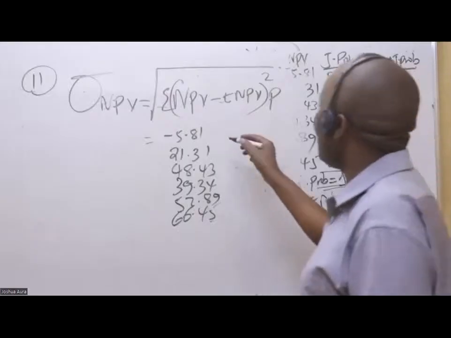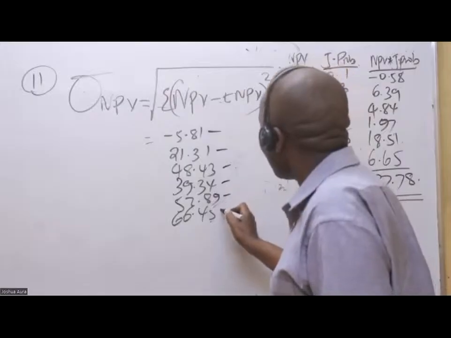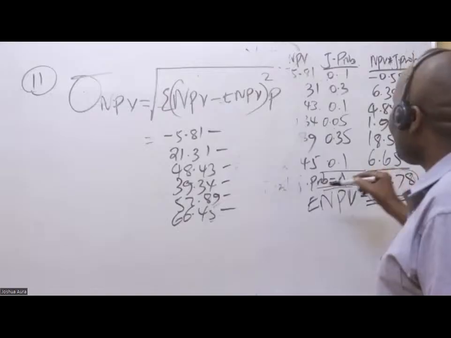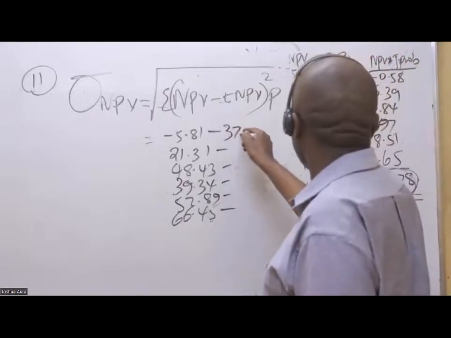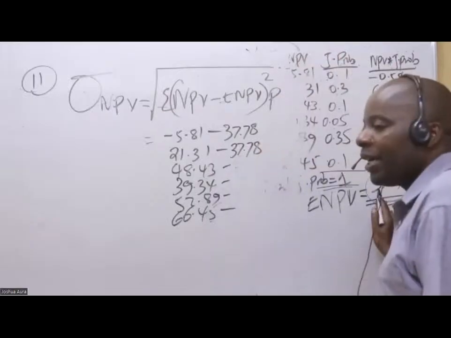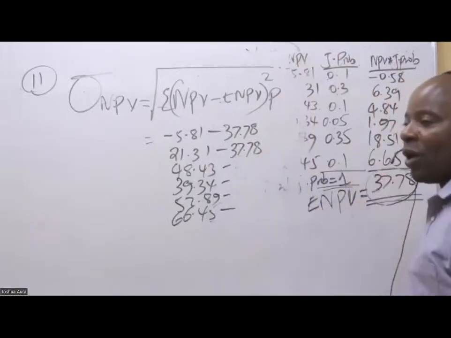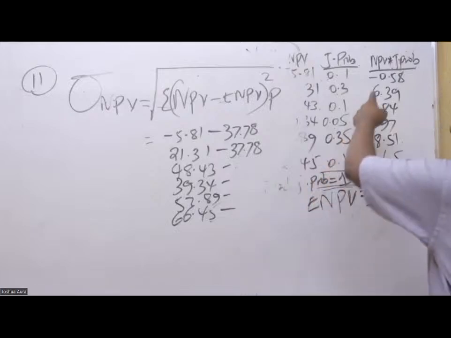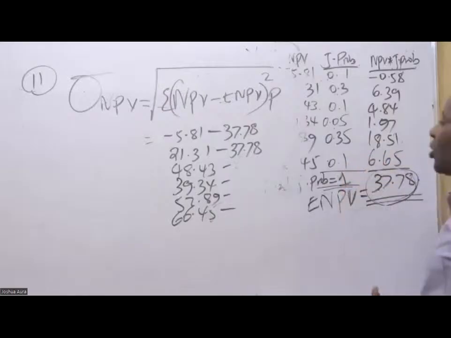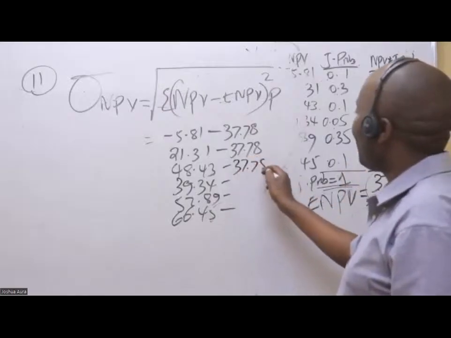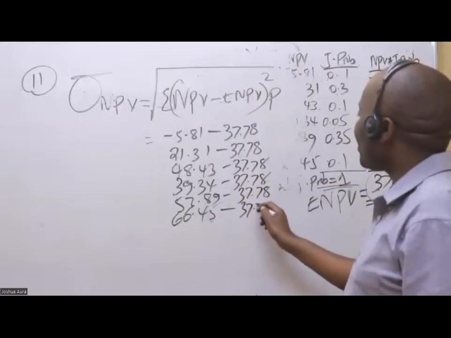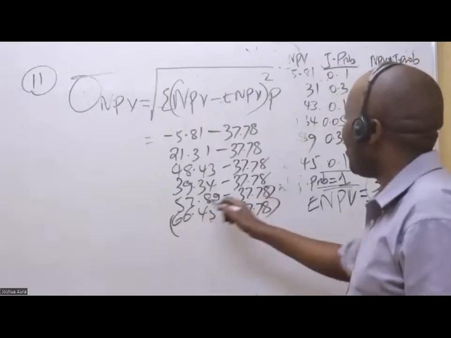So you come and subtract the expected net present value, which is this one here, 37.78. This one does not fluctuate. Expected NPV is always the same throughout. I always get students using these values as expected, no, it should be the total here. So 37.78, 37.78, 37.78, 37.78.